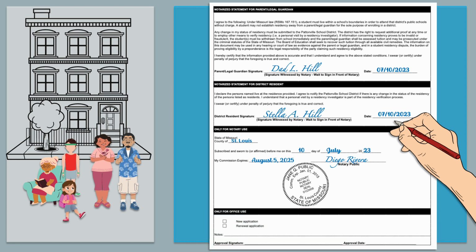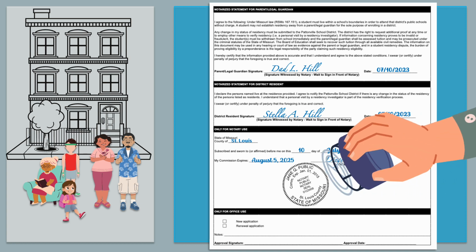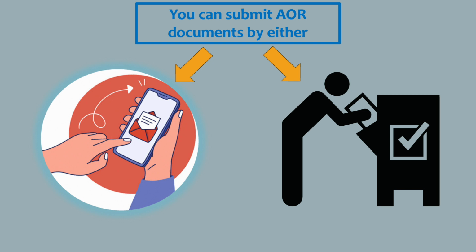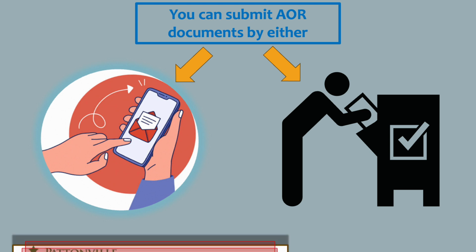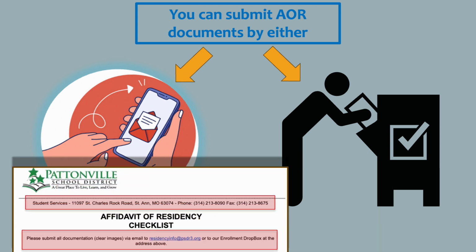To complete this page, one of the parents or legal guardians and Grandma Stella, our district resident, will need to visit the notary together. Both the parent or legal guardian and Grandma Stella must bring their government-issued IDs when meeting with the notary. Once you have all required AOR documents compiled, you may either take pictures of each document and email to residencyinfo@psdr3.org, or you may drop off copies of your documents at the Pattonville Learning Center. The information for both options is listed at the top of the AOR form.